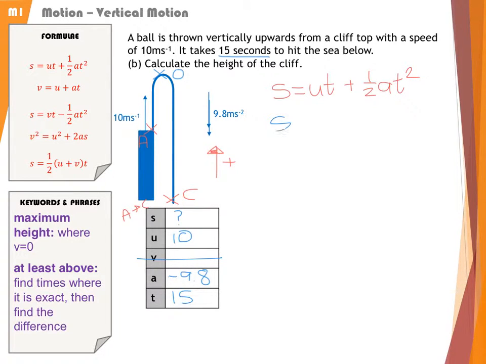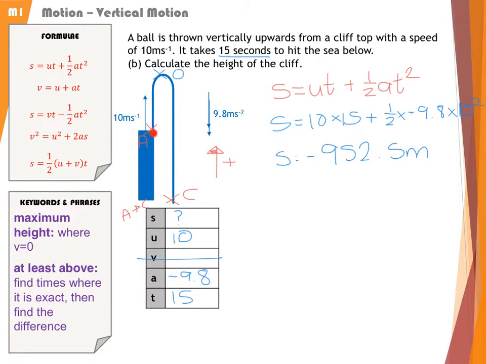Okay, so S equals 10 times 15 plus a half times minus 9.8 times 15 squared. And that comes out to be minus 952.5 metres. Okay, so let's think about what that actually means. It means that from the start to the finish, it travelled in the negative direction by this far. So from there, negative direction obviously is opposite this, so it's down. So it's travelled 952.5 metres down.